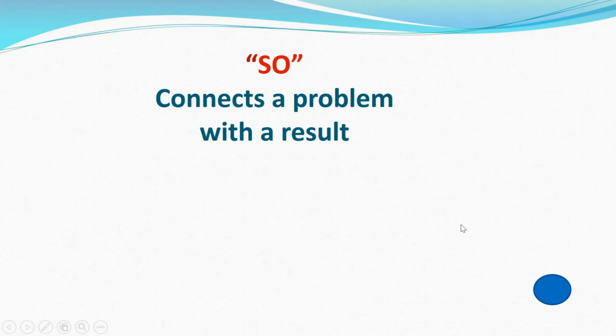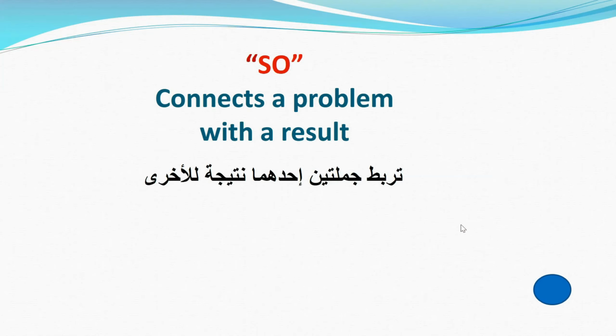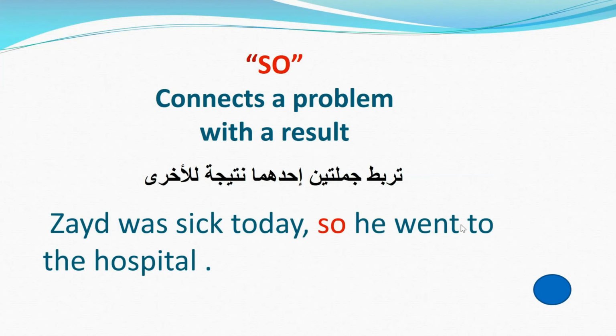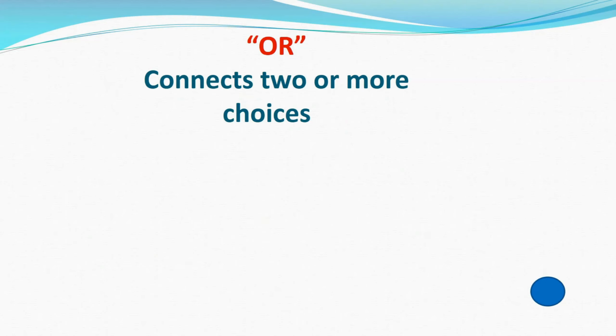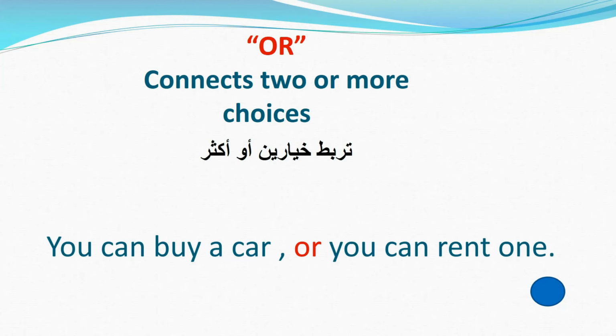So connects a problem with a result. For example, Zaid was sick today, so he went to the hospital. Because he was sick, he went to the hospital. So this is a result. So we use so. Or connects two or more choices. For example, you can buy a car or you can rent one.